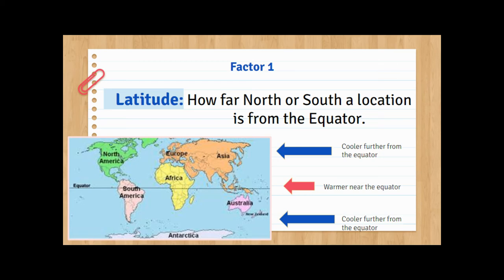Take a look at the image on your screen now. As you can see, the blue arrows pointing to those locations further from the equator, more close to the poles. We also know that because of the tilt of the Earth, those latitudes away from the equator are receiving more indirect sunlight throughout the year.